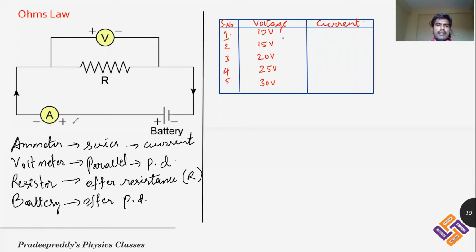Now, if I measure the current in the circuit, suppose I may get it as 5 ampere. For 10 volt, you are getting current in the circuit as 5 ampere. You are increasing it to 15 volt so that it becomes 10 ampere. And then 20 volt, it is becoming 15 ampere. And then 25 volt, it is becoming 20 ampere. And then 30 volt, it becomes 25 ampere. Clear? So this is from your experimental activity.